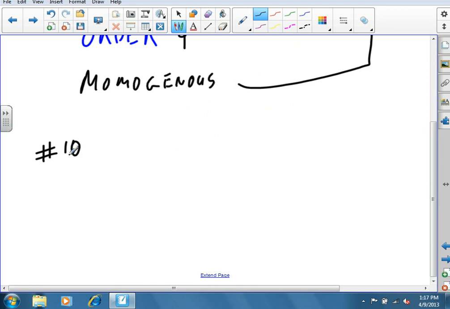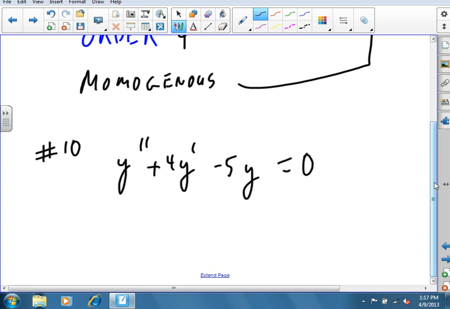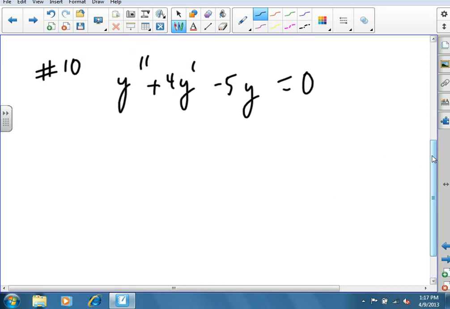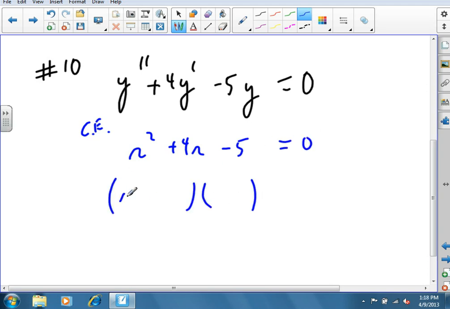Going down to problem number 10, we're going to solve. So I have y double prime plus 4y prime minus 5y is equal to 0. Okay. So I'm going to say, okay, I've got a characteristic equation. It's going to be r squared plus 4r minus 5 is equal to 0. I can factor that. r plus 5, r minus 1 is equal to 0. I find that my r's are minus 5 and 1.